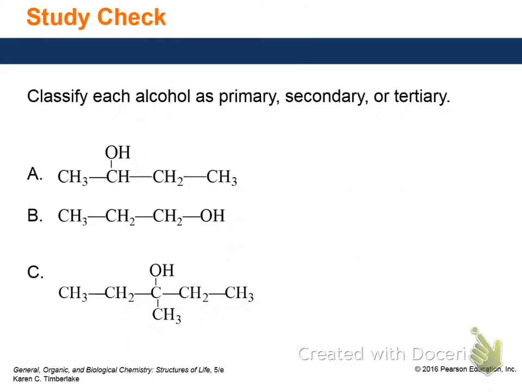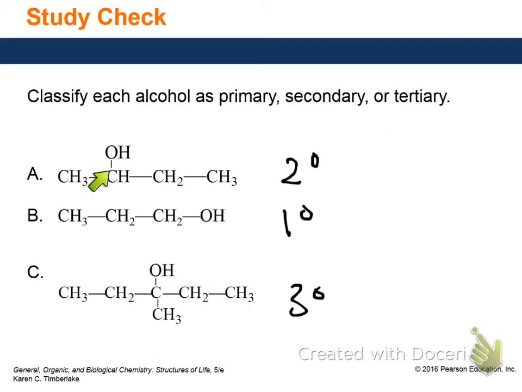So classify these. A is, what'd you say? Secondary. Secondary, good. B is primary. C is tertiary. How is A secondary? Because you have to look to see where the O is attached to that carbon, and how many carbons are attached to that carbon. Two, so it's secondary.